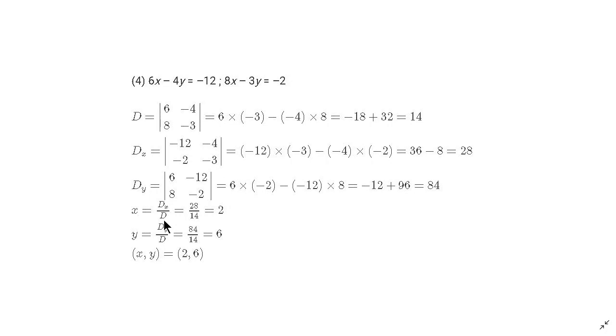X is equal to dx upon d. 28 upon 14 is 2. 84 upon 14 is 6. And for the ordered pair, write the value of x first, then y second, and this is the solution.